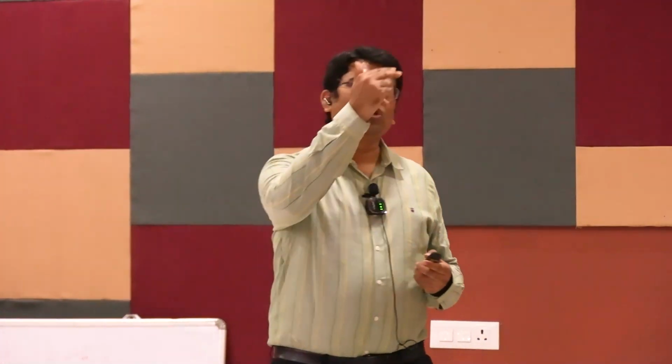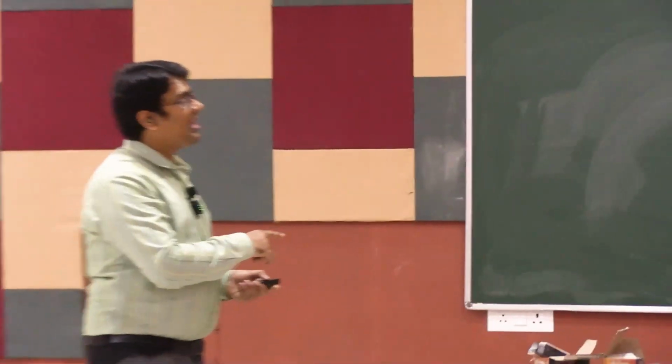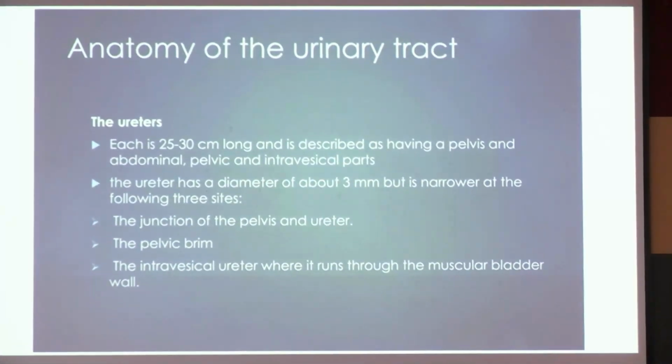These are at the junction of the pelvis and the ureter, at the pelvic brim where it is crossing the iliac vessels, and thereafter where it is entering into the bladder in the intramural part. So there are 3 different physiological constrictions seen in the ureter. Apart from that, if we find any constrictions in the imaging, that becomes pathological.